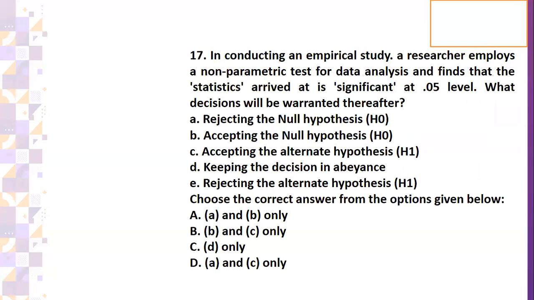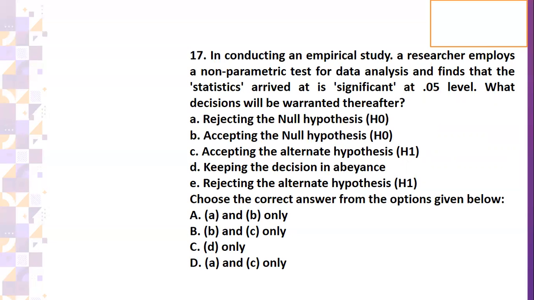Then we have: in conducting an empirical study, a researcher employs a non-parametric test in order to find whether the statistic arrived at is at a significant level. Which of the decisions can be warranted? Rejecting the null hypothesis, accepting the null hypothesis, accepting the alternate, keeping the decision in abeyance, or rejecting the alternate hypothesis.